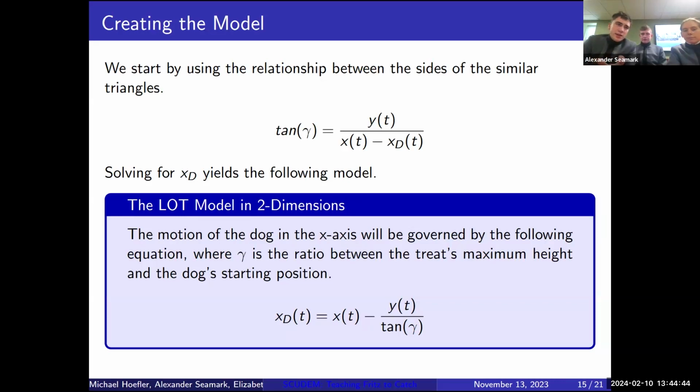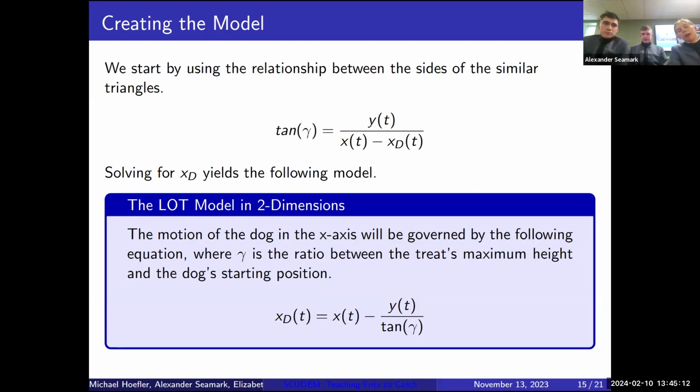That denominator is basically just the length of that triangle from the last slide. It's the difference between the x position of the dog and the x position of the treat. So that's what happens whenever we take tangent of that angle. And whenever we do a little bit of manipulation on that to solve for the x position of the dog, we get a really nice model for xd of t, the position of the dog with respect to time. And that's what's in this blue box on the bottom.